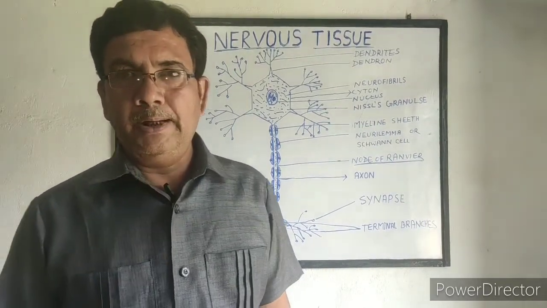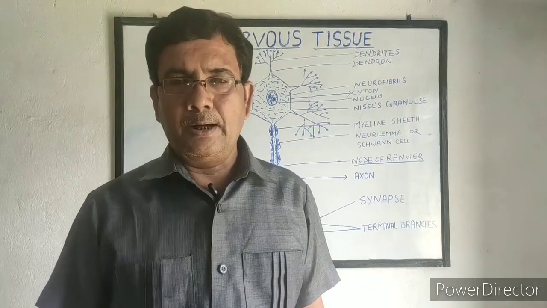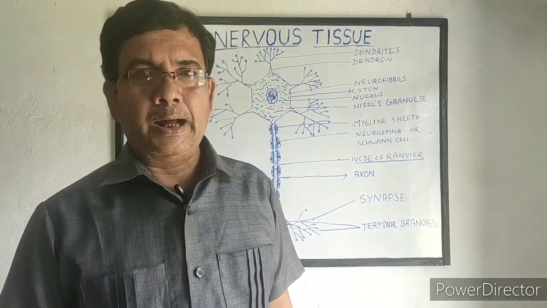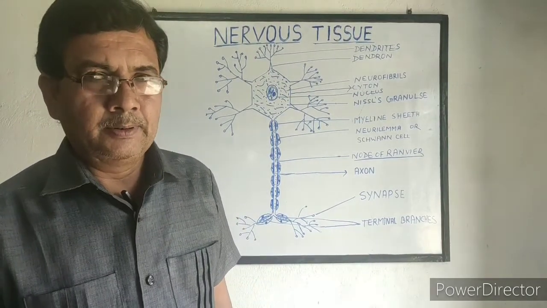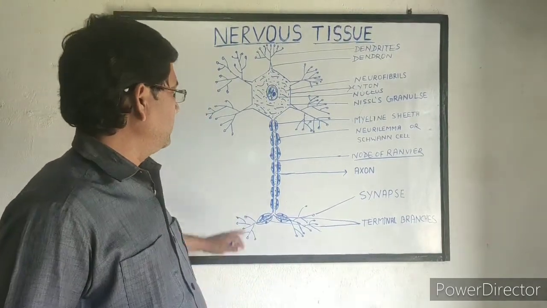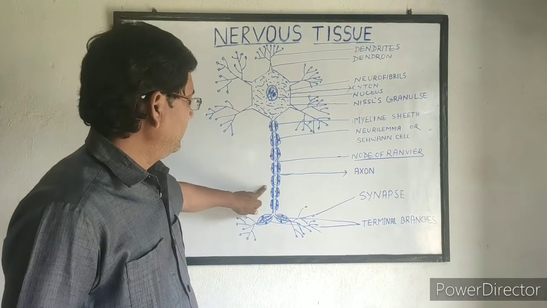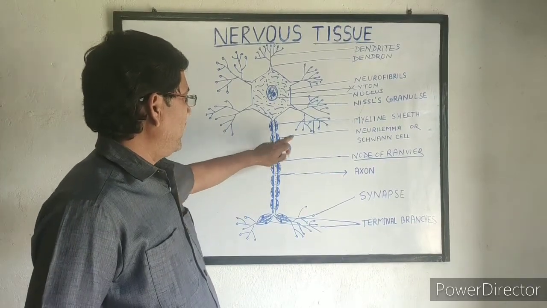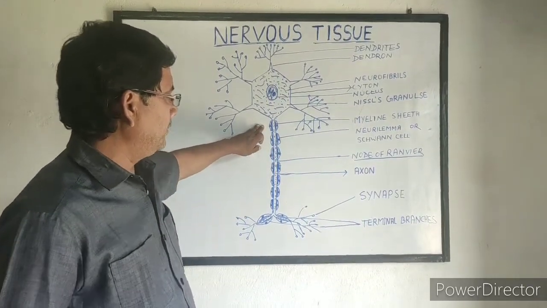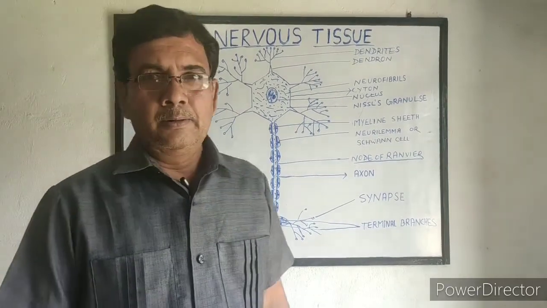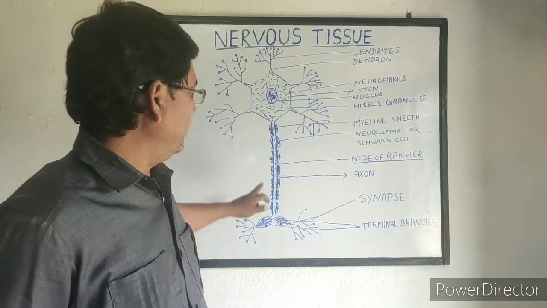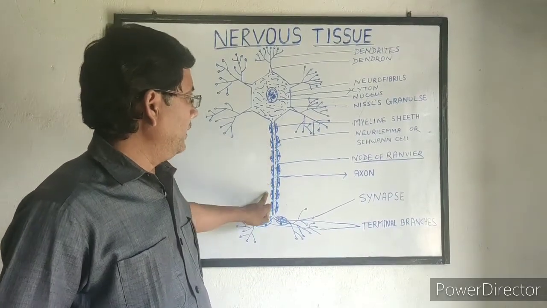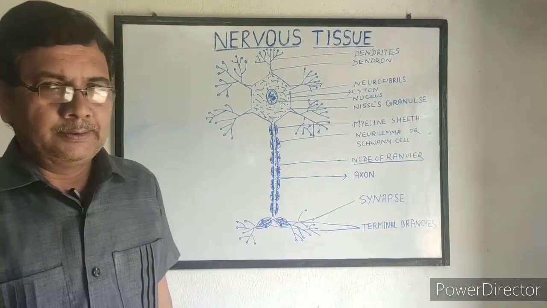That means on the basis of the presence of covering, nerve fibers or axons are of two types: non-medullated, which do not have any covering, that means they do not have a myelin sheath or neurilemma or Schwann cells, and medullated nerve fibers, which have both coverings.